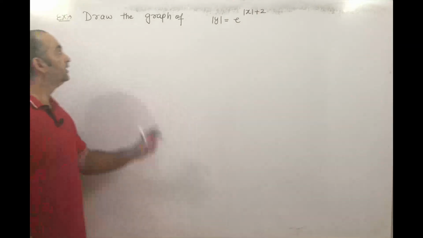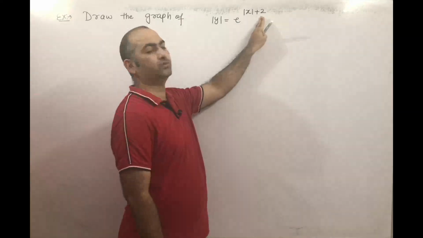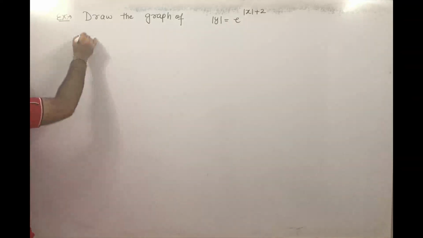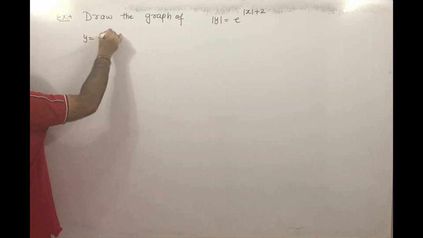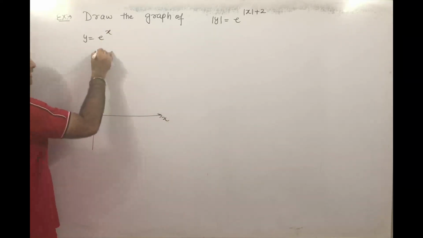Next we are discussing, draw the graph of modulus y equal to e power modulus x plus 2. So this function graph we have to draw. For that also, we know the graph of y equal to e power x. So y equal to e power x is this one. This is the x-axis, this is the y-axis.